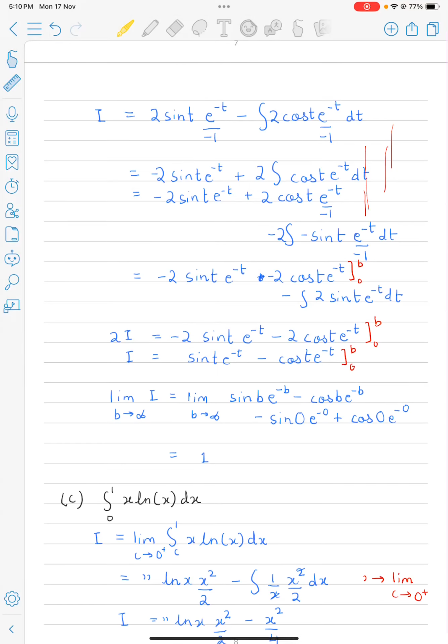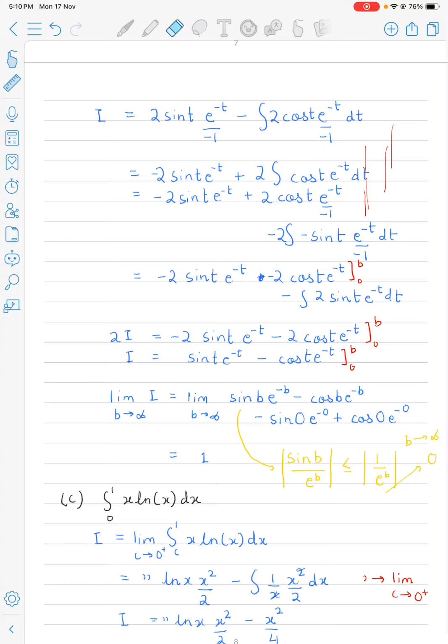Okay. See, sine b by e^b, this part, this one I can write as less than or equal to 1 by e^b. So if b tends to infinity, then this one goes to 0, right? This one is fine.